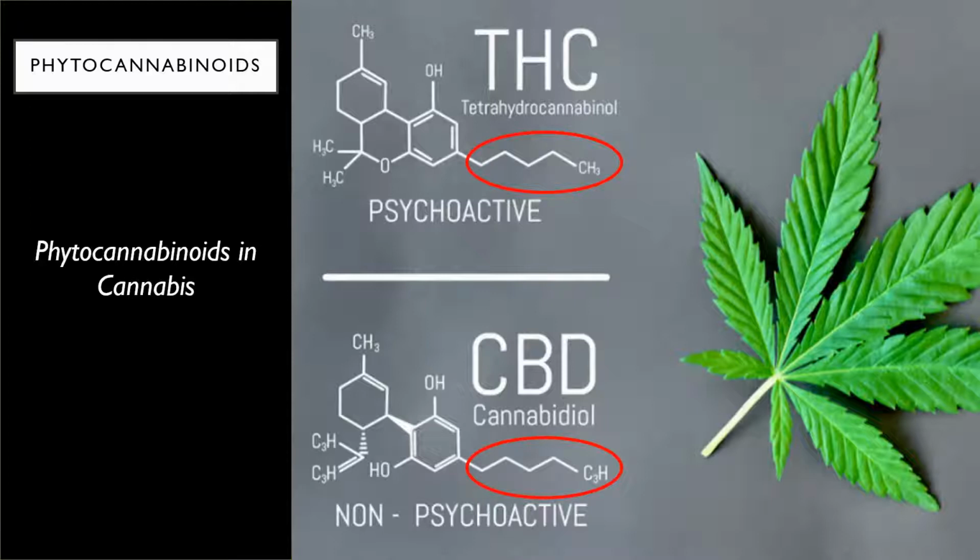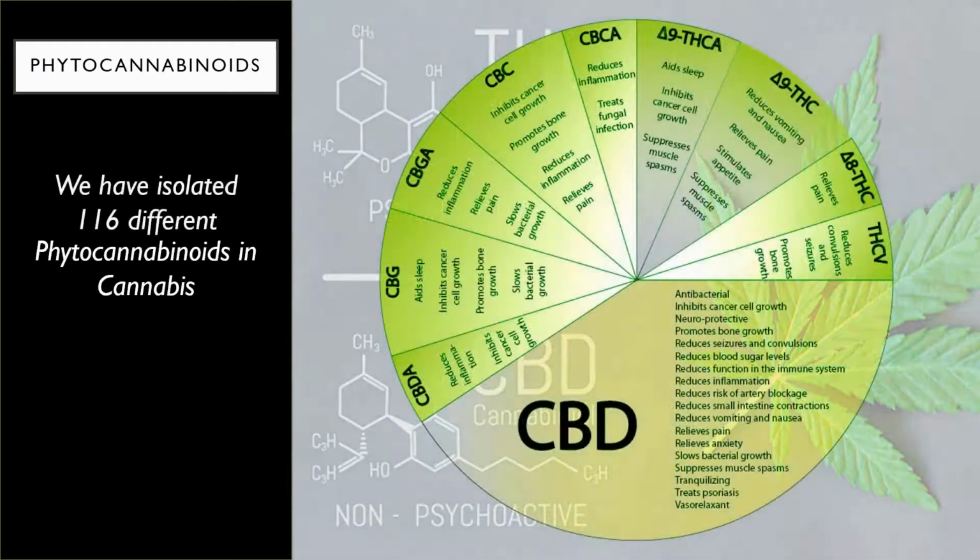That's indicative of a fat-soluble molecule, and while CBD and THC are the most prevalent phytocannabinoids by volume extracted from hemp, there are at least 116 unique phytocannabinoids that have been extracted from cannabis plants, and we are only just beginning to learn about some of their benefits. I do believe this list will continue to grow.